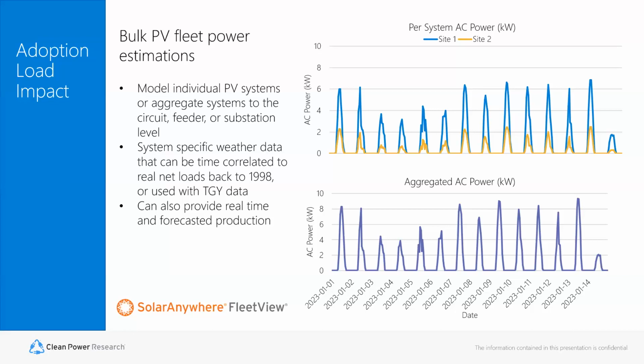So we can take all of that historical data, all of those systems that are already online, and we can do solar production for all of those systems and aggregate them up to circuit, feeder, substation levels. And we can do this for any time that we have data for. So we can time correlate the data back to net load data for anything back to 1998. We can also do TGY data. We can do real time and forecasted production as well.